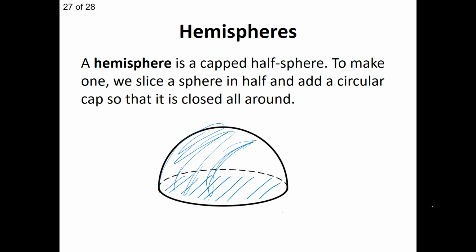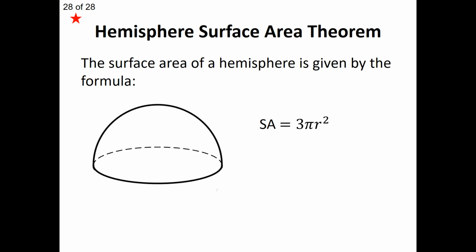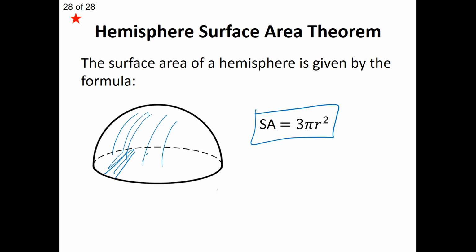So the very last formula we're looking at today is the hemisphere surface area formula, and here it is. Now you're thinking, hey, wasn't the sphere surface area formula 4 pi r squared? Why is it not just half of that, 2 pi r squared? Well, remember, half of that is the curved part of our sphere, but we capped it, which means we added this flat part to the bottom, and that is a circle, which means it's another pi r squared. So we take the 2 pi r squared here, and we add it to the pi r squared on the bottom, and that's where we get 3 pi r squared.